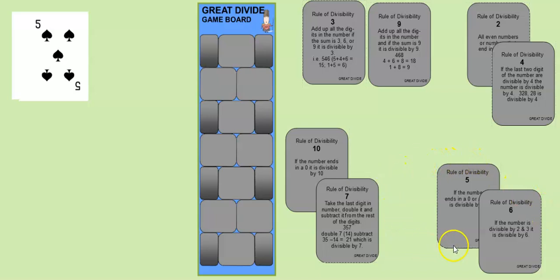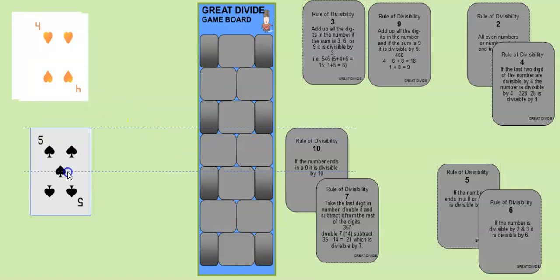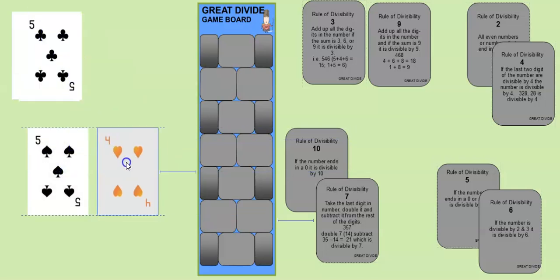Students, if you're having 4 players, will draw 2 cards. Students, if there is 8 players, will each draw 1 card. There will be one student who will be the dealer, and they'll deal out 2 cards. And in this case, we have made the number 54. Now, students will look at their cards and see if their rules of divisibility apply to this card.